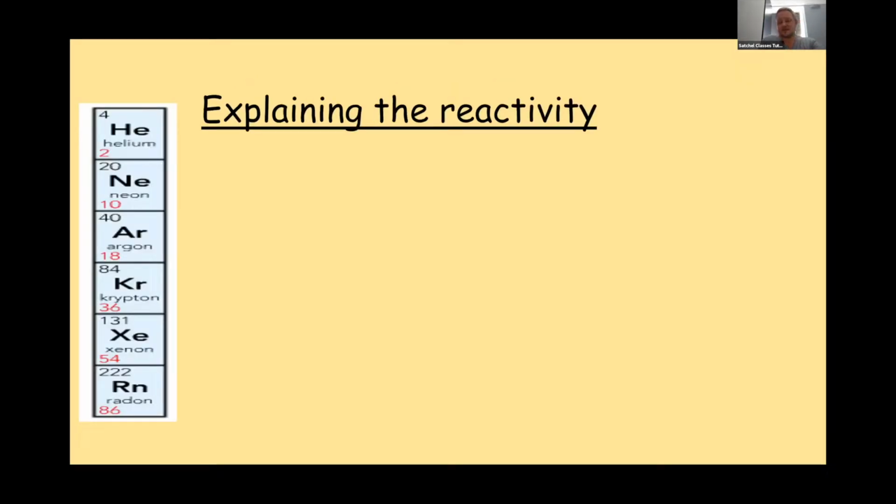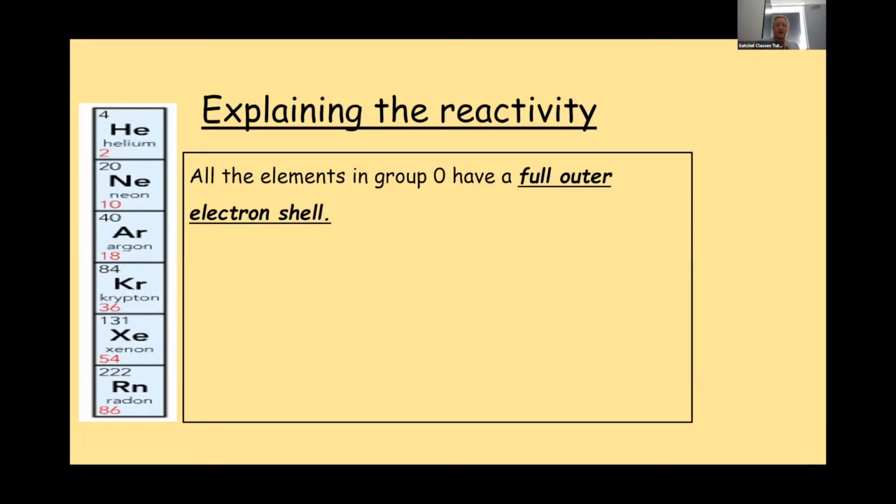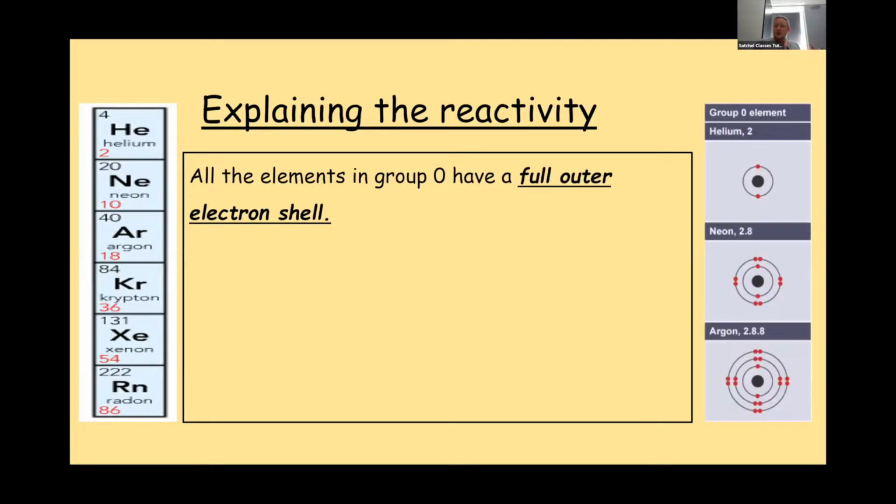Explaining the reactivity then. To explain the reactivity, we need to consider the electron shells. All the elements in group 0 have a full outer electron shell. Helium, in the first period or row, has a maximum of 2 electrons in its outer shell and it has both present. Neon, in the second period or row, has a maximum of 8 electrons in its outer shell and it's filled. The same with argon. And we use the notation 2 for helium, 2,8 for neon's electron structure, 2,8,8 for argon's.